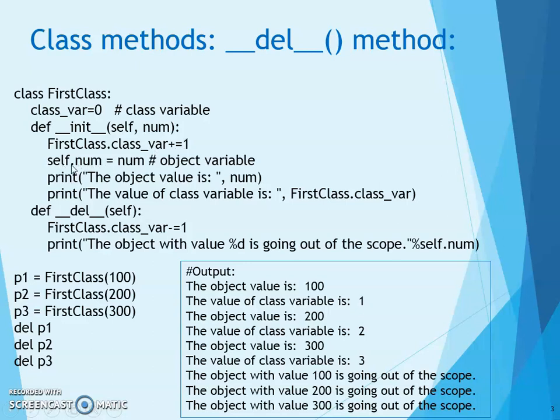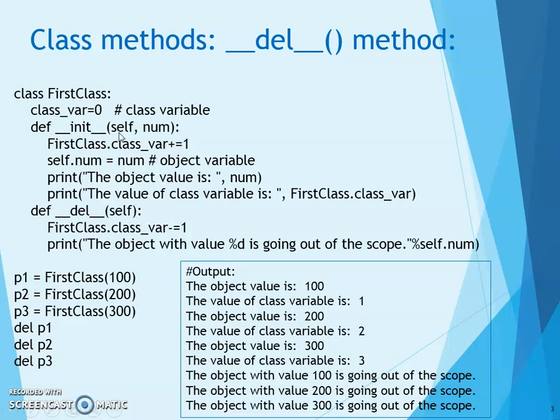Now we are assigning self.num to the num variable that we have received. This is the object variable. Here we are printing the object value of num, and also we are printing the value of our class variable, that is this variable class_var. So when we first create this object p1, we are passing the value 100. As soon as we create the object, it will be initialized.